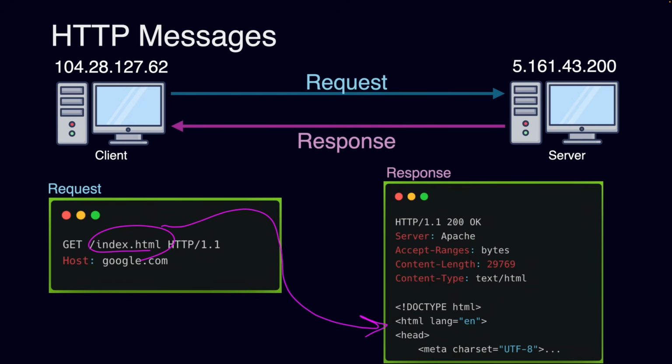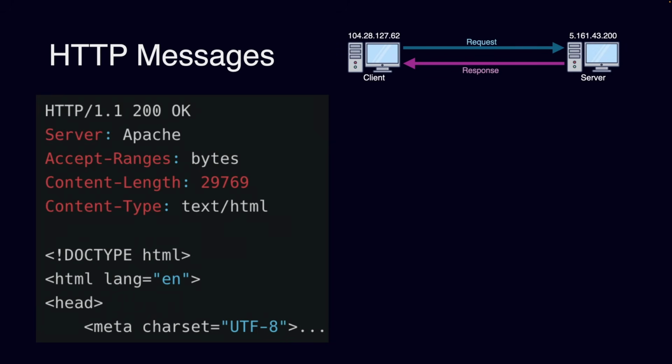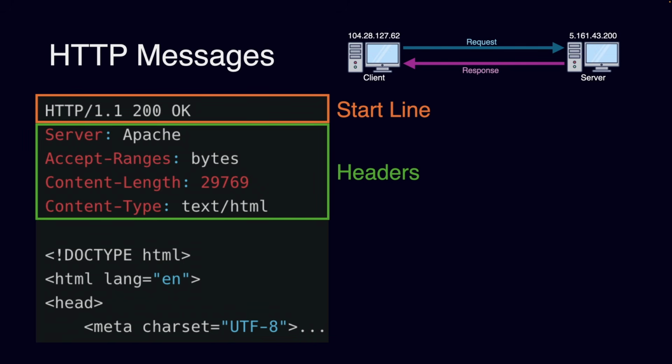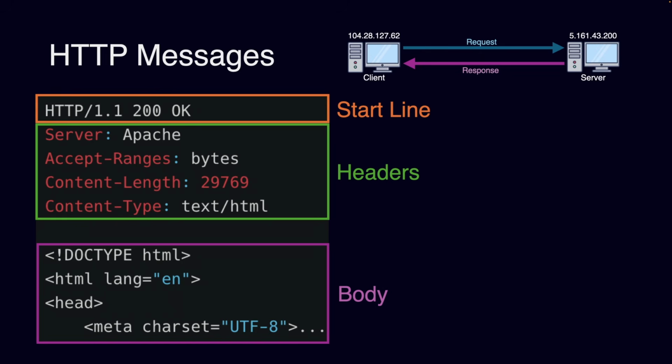That's the core idea. Now let's take a closer look at HTTP messages and see their structure. An HTTP message has three parts. The first line is called the start line. Then we have the headers area. Then we have a blank line. And at the end, we have the body.